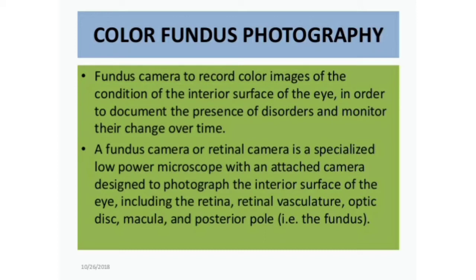These are cameras which take colored pictures, and a fundus camera uses a low power microscope with a camera attached to it. They are designed to take photographs of the interior surface that includes the retina and vasculature, the vessels, the optic disc, the macula, and the posterior pole, that is the fundus. So you can get every colored image with the help of color fundoscopy.